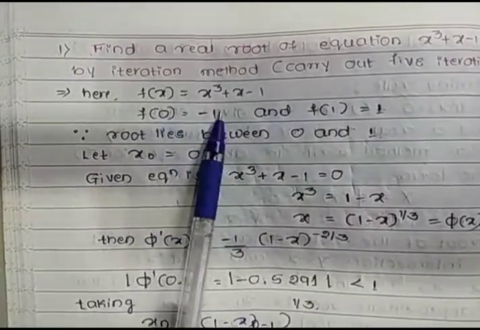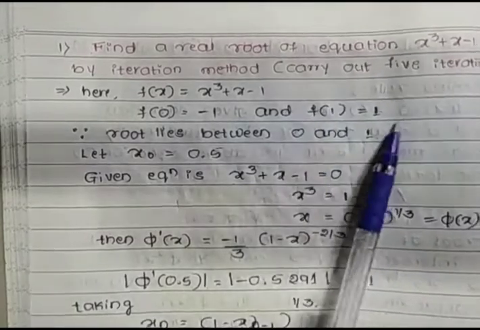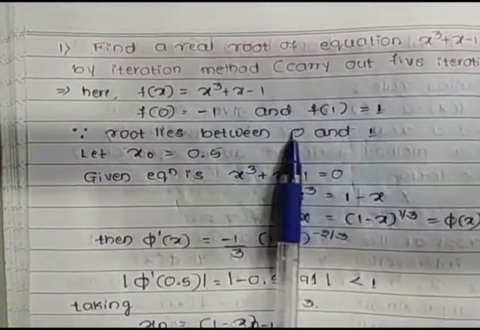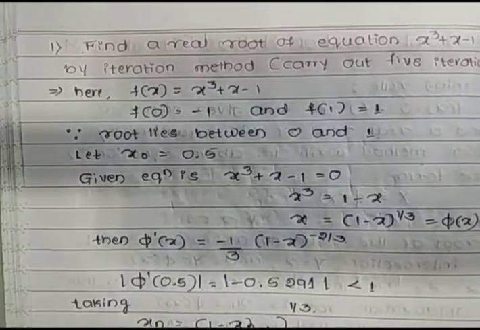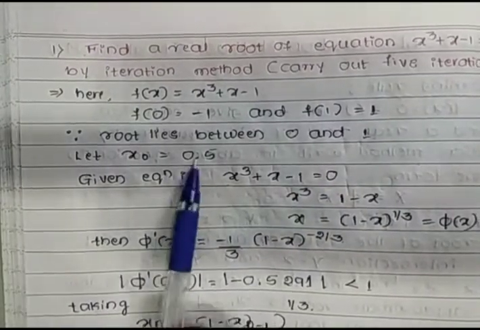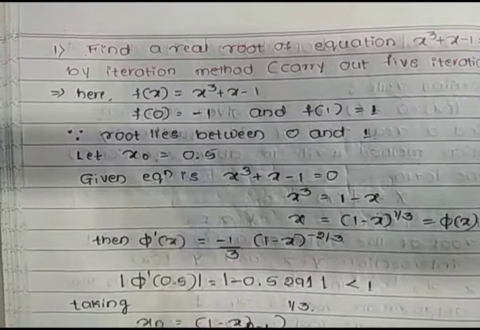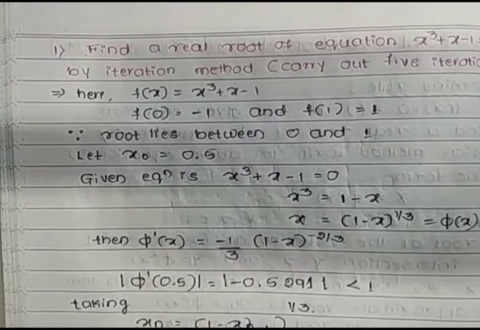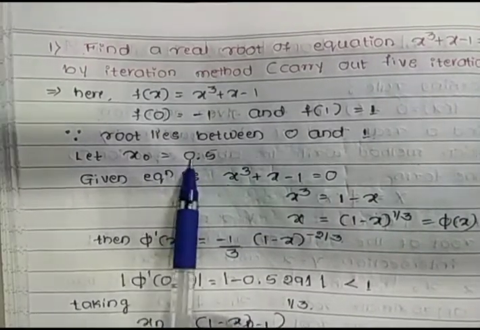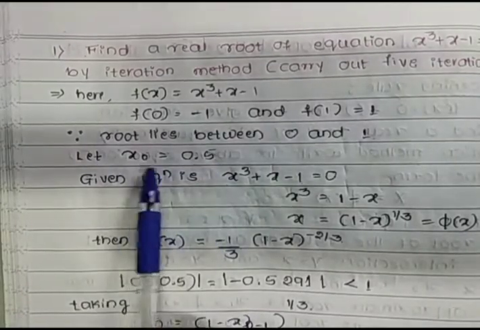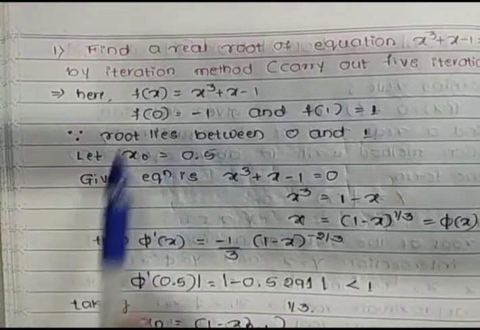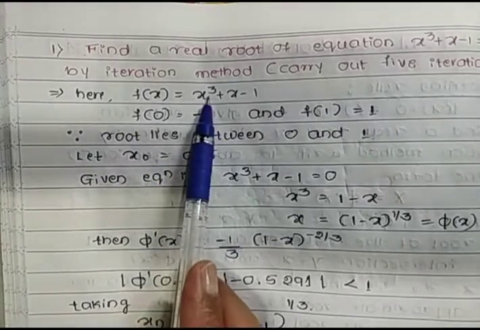f of 0 is giving us a negative value, f of 1 is giving us a positive value. Instead of considering two approximate values, only one approximate value we have to consider in the beginning, and that value should be near to 0. So consider the middle one, that is 0.5. Once we consider the first approximation, then again we have to go for the given equation.